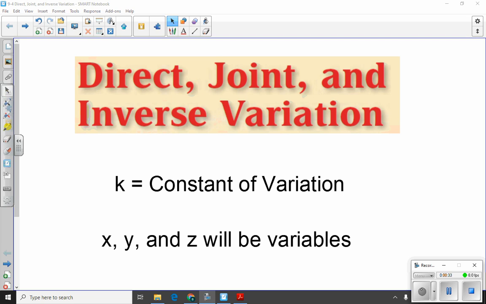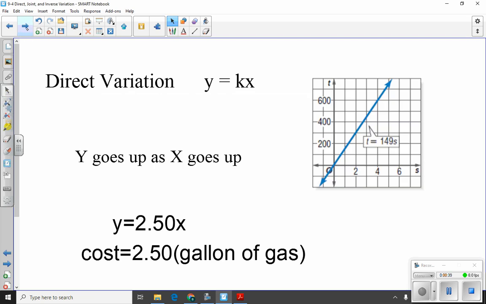So the x and y will be your variables, and if you have a z, that will also be a variable. Let's start with the most common. That's direct variation, also known as y equals kx. So this is made so that y will go up as x goes up. So I picked an example here. If y equals 2.50x, the k is going to be 2.50.